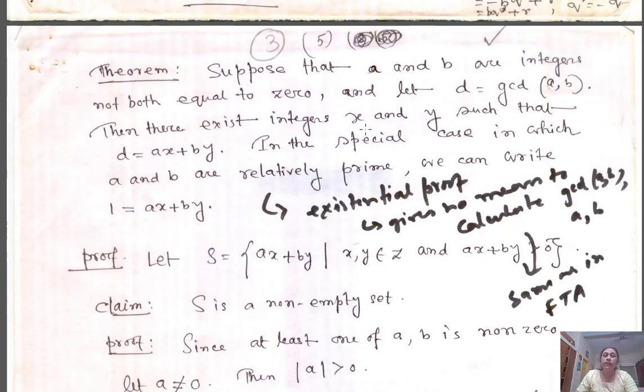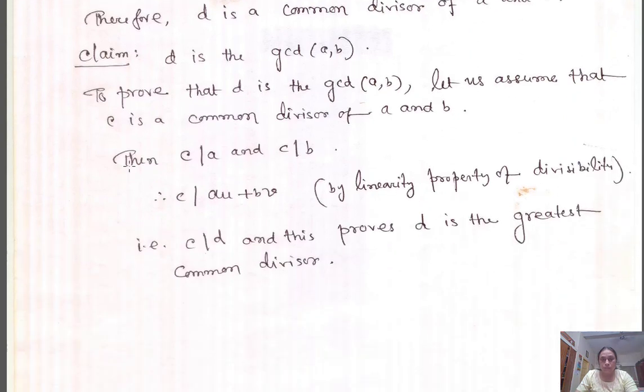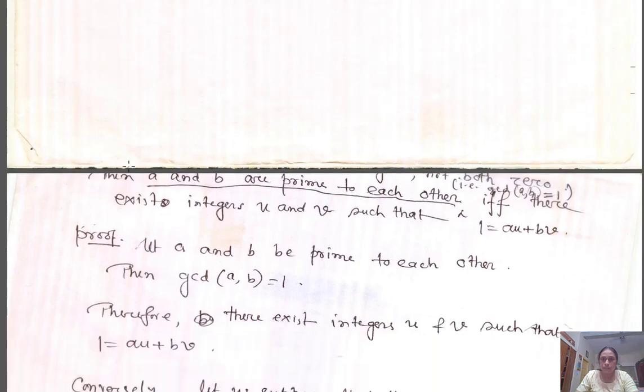Now we are interested in how to find this X and Y as well as D. We will discuss those things. This proof uses the well-ordering principle.